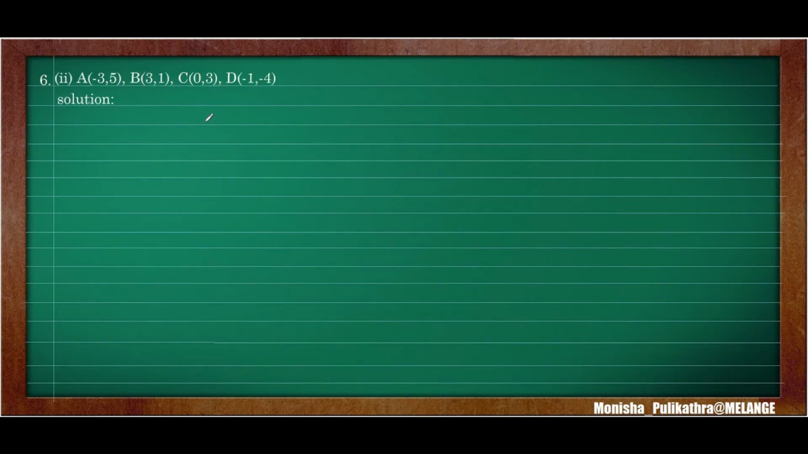This is the second problem of 6th question. There are 3 sub questions in the 6th question. Okay, this is the second one. Here 4 vertices have been given. We need to find out which quadrilateral can be formed by using these 4 vertices.